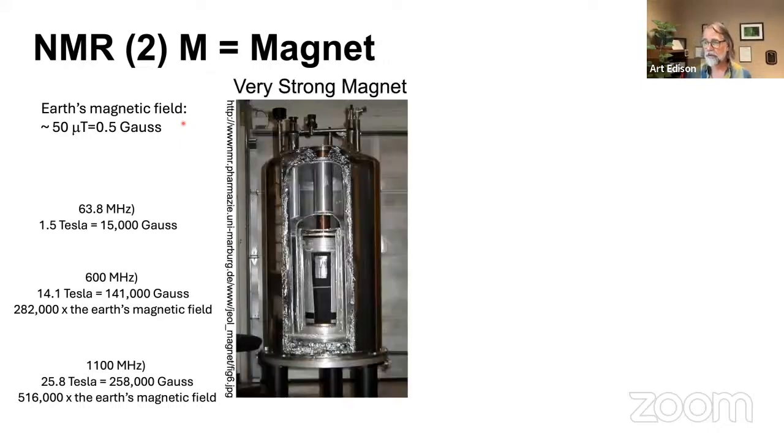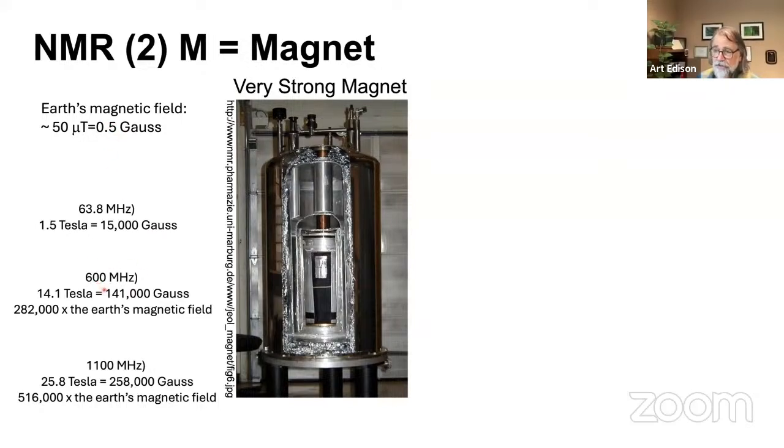If you go into a hospital and you receive an MRI, chances are good that it will be done at either a 1.5 Tesla or a 3 Tesla magnet, which are the standard magnets used in clinical settings to, for example, look at your knee that got hurt playing soccer. So 1.5 Tesla is 15,000 Gauss compared to half a Gauss for the Earth's magnetic field.